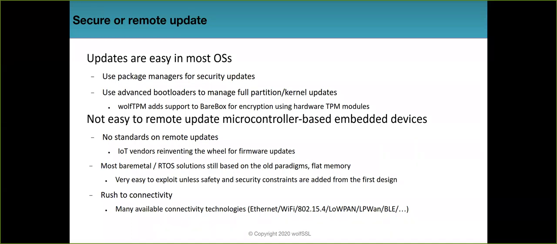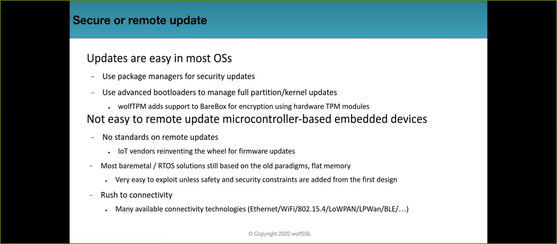For example, if you've got a plane parked somewhere and you want to update your firmware, how do you do it safely? For example, you do not want the person who's updating your firmware to load in a different image, right? So there isn't really a standard on remote updates. Usually IoT vendors are reinventing the wheel for firmware updates. Most bare metal and RTOS solutions use a flat memory, and they're easy to exploit unless you add safety and security constraints on it, right?